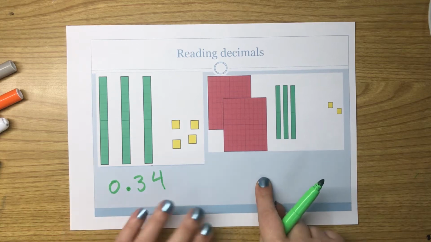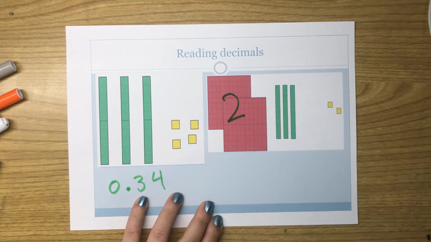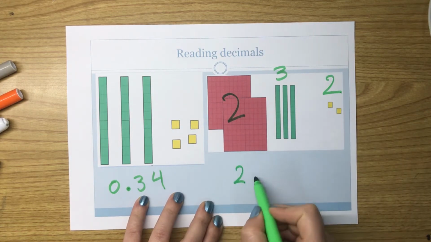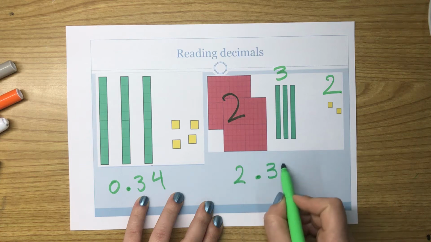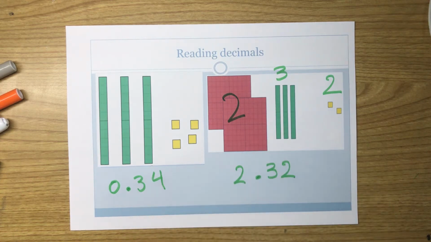The next example, you have 2 wholes, 3 tenths, and 2 in the hundredths, that means 2.32. This is a reminder how to represent these blocks into decimal numbers.